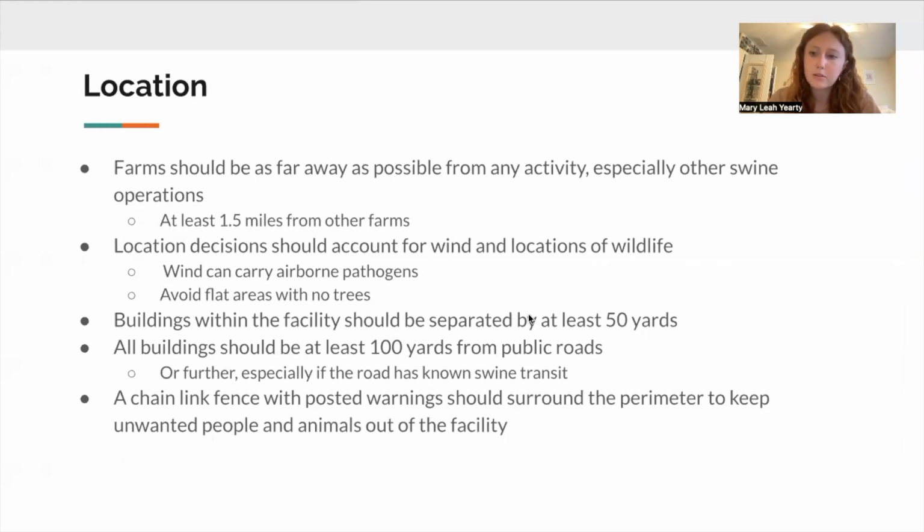Buildings on the facility should be separated by at least 50 yards between them, and these should all be at least 100 yards from a public road. Further, it never hurts, especially if the road is known to have common swine transit. And then lastly, a chain link fence with posted warning should surround the whole perimeter. This keeps unwanted people and animals out of the facility and provides a good barrier to know where you have to delve into cleaner on the farm to limit pathogen transfer.